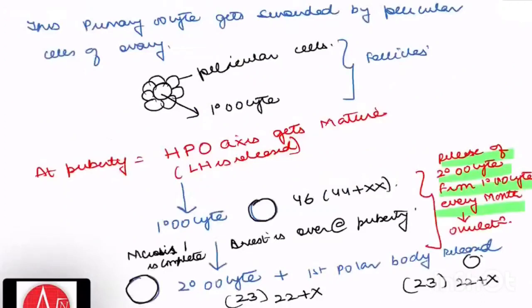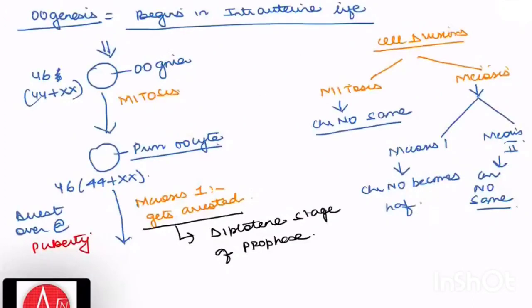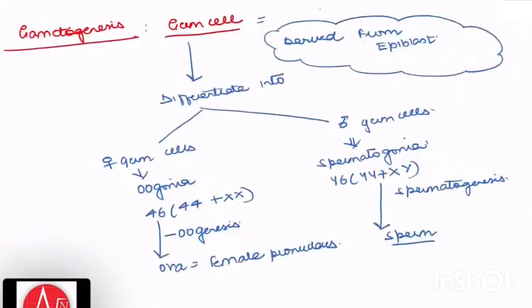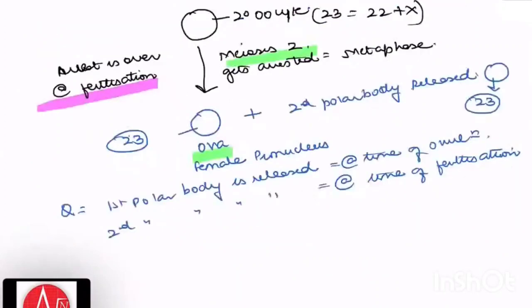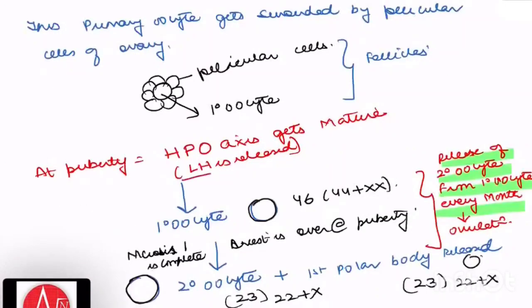अब कुछ समझ में आ रहा है? Just now I told you when we were talking about oogenesis, I told you that at puberty, the arrest is getting over. The meiosis 1 arrest is getting over because HPO axis is getting matured and LH is being released. Just now I told you this. Yes? So अब हमें ये समझ में आ गया कि अब वो स्टेज आ गई है जब LH रिलीज हो गया है and now ovulation has to happen.